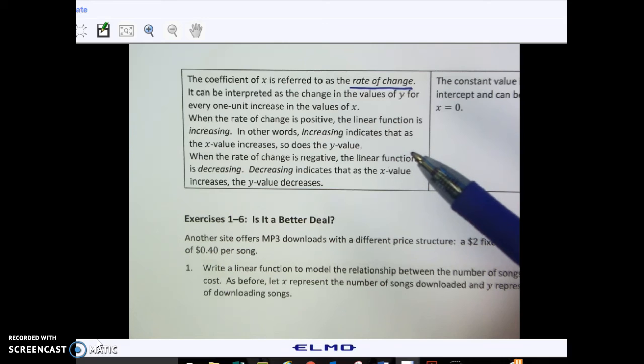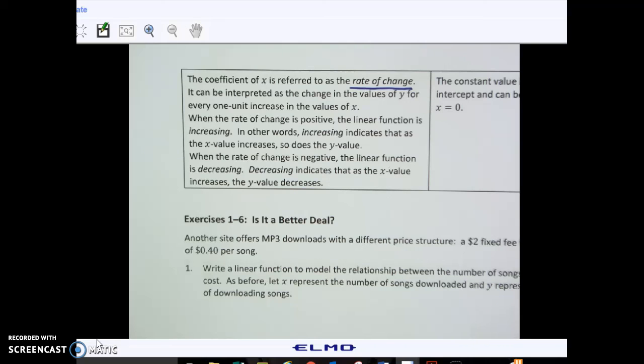When the rate of change is positive, the linear function is, of course, increasing. It's going uphill. In other words, increasing indicates that as x value increases, the y values increase, or vice versa. If one decreases, they both decrease. A negative rate of change indicates that it is a decreasing function, which means that as one value increases, the other value decreases.